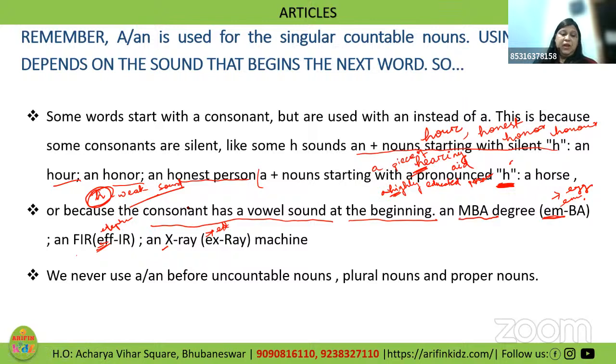So in this case, we are using an. We are not using a anymore. We are using an. Why? Because the consonant has a vowel sound, right?